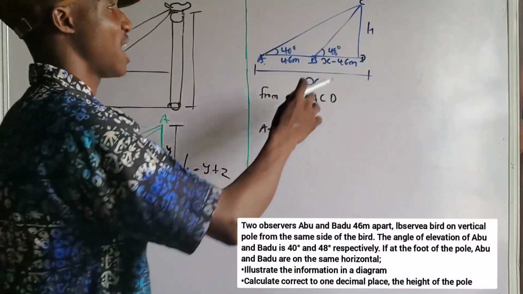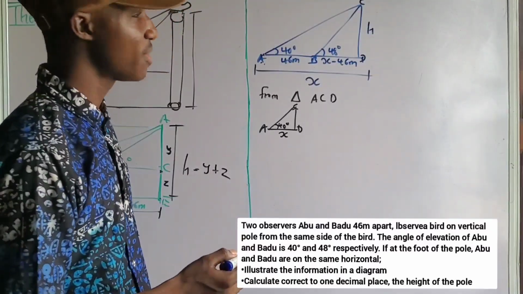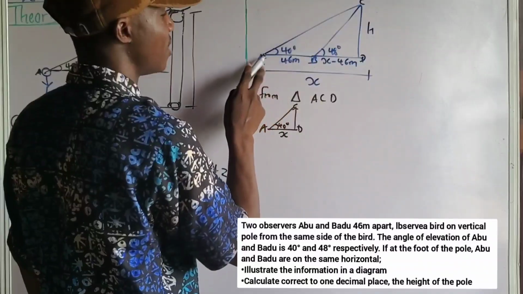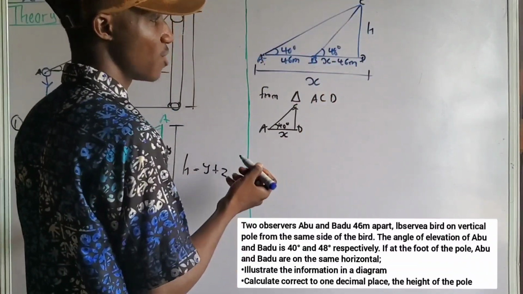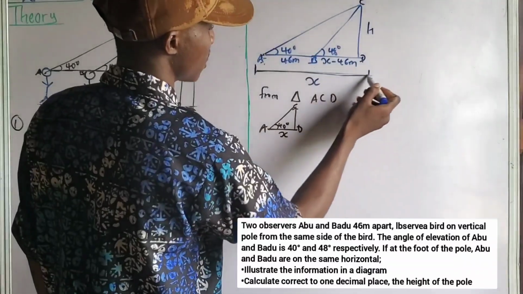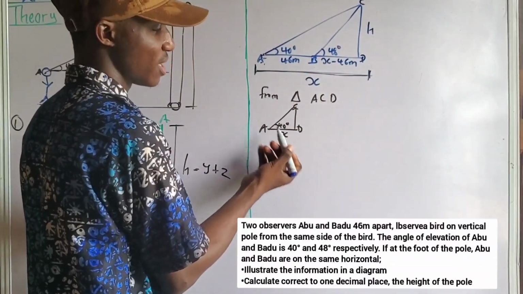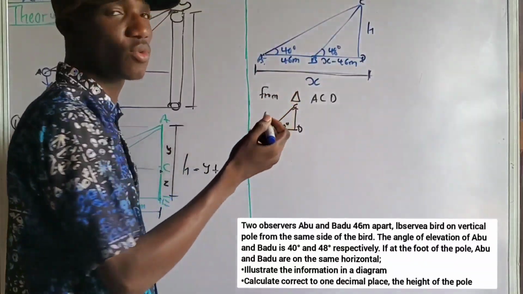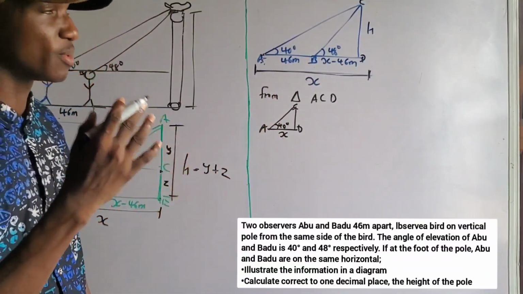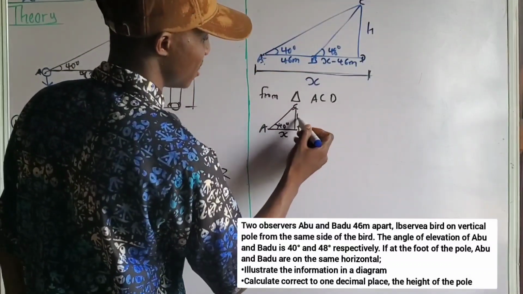Now, I want to calculate the height of the pole. I am considering the bigger triangle, ACD, with the angles labeled. I've represented the total length of the adjacent side here as x, so I put x here. The angle you're going to focus on is 40 degrees. So I have 40 degrees here. Now this is the height.